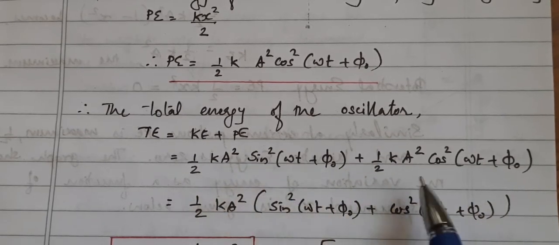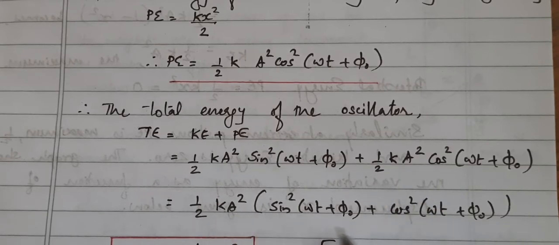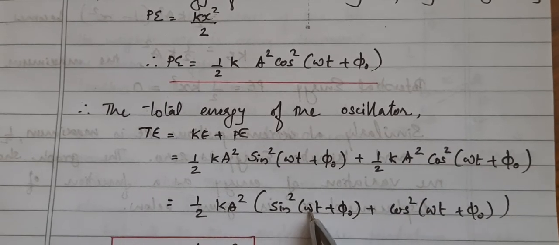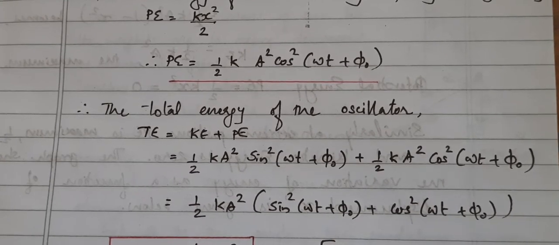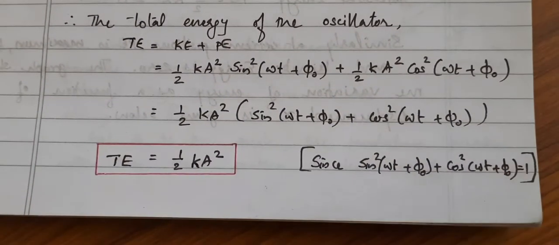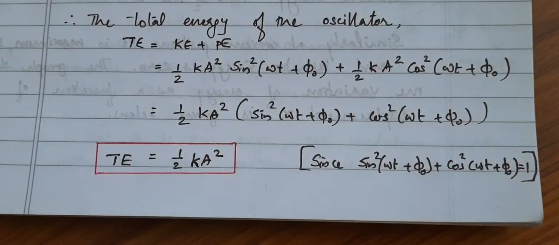So half k a square is common here. I can take it outside. This is sine square(omega t plus phi 0) plus cos square(omega t plus phi 0). If I add this, I should get 1. So the total energy is half k a square.